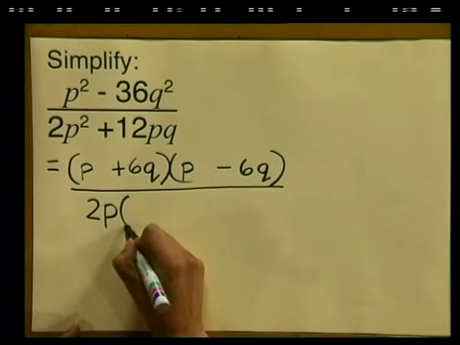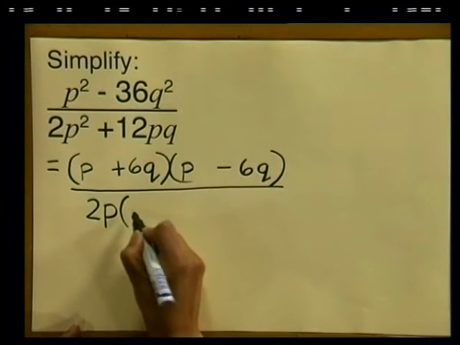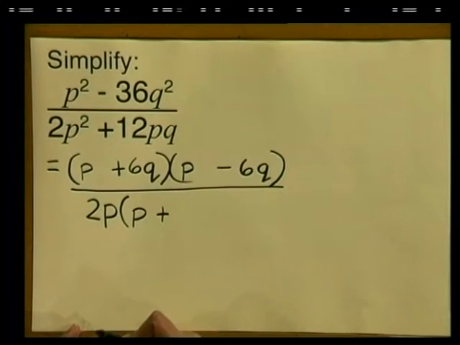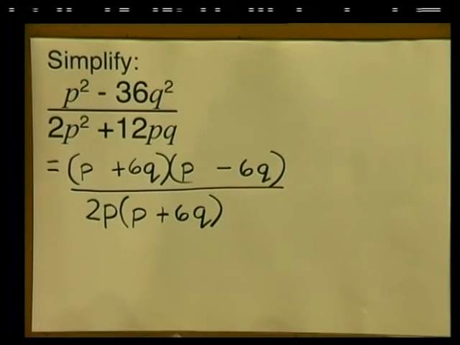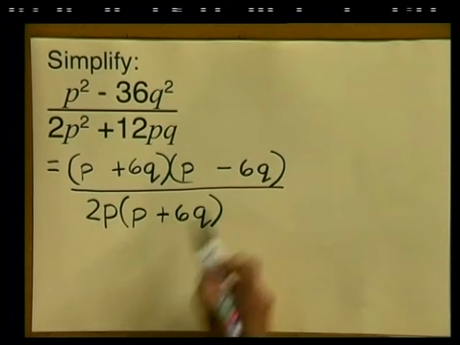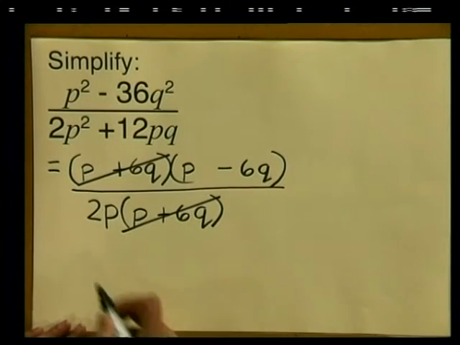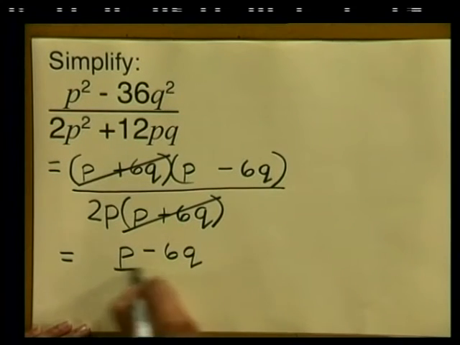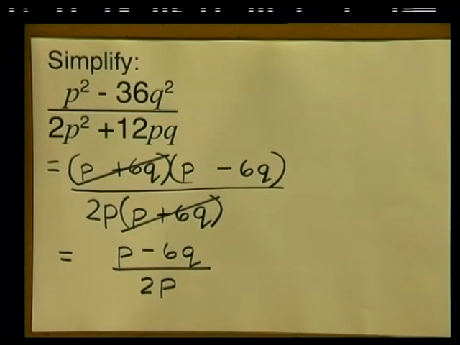Now we've got to factorize. So we say 2p divided into our first term, what are we left with? We're left with a p. Plus 2p into our second term, what are we left with? We are left with 6q. Now we're going to look for our common factors. Notice p plus 6q and p plus 6q at the bottom are common, and we can cancel them out. So we cancel, and what we are left with is p minus 6q all divided by 2p. And that is our final answer.